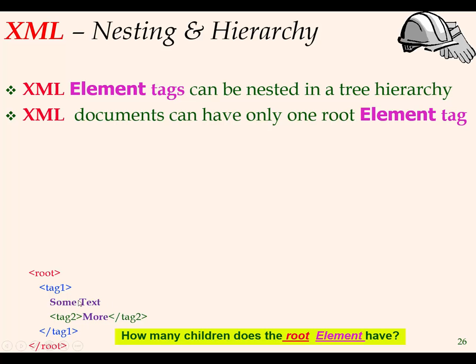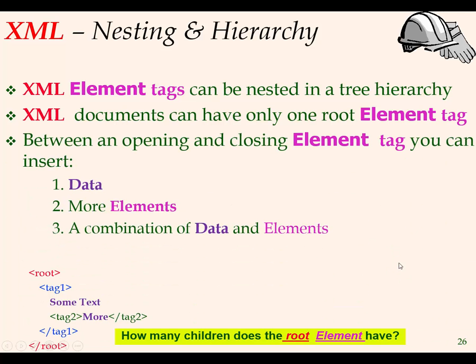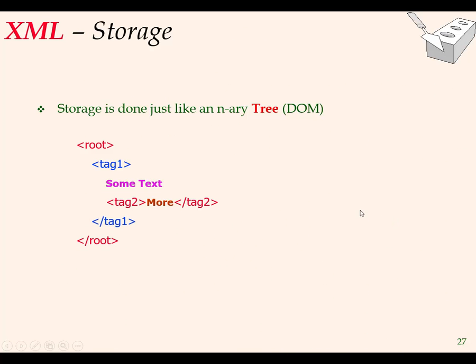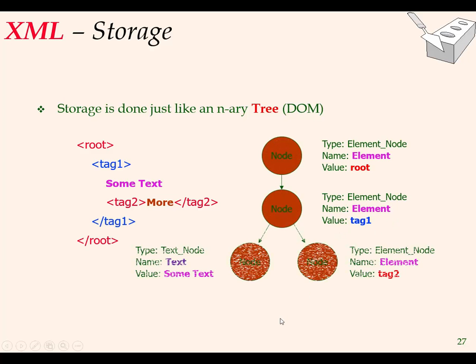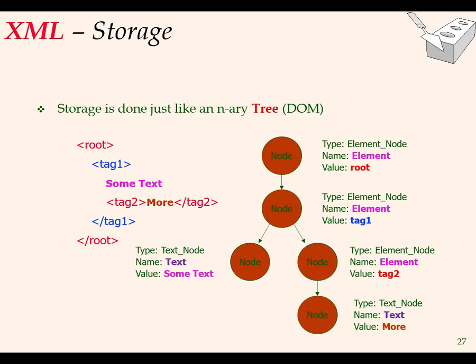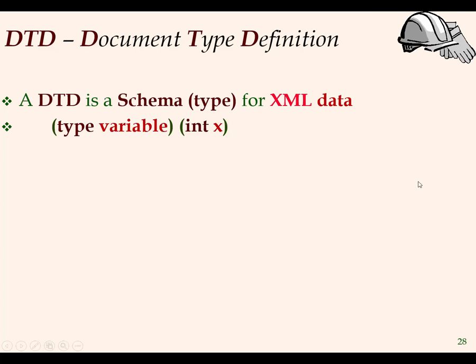And this is made of some text and another element. So you actually can create a tree out of these examples. So you can actually store XML documents. For this example, the root node is the root. Here is tag 1 that has some text, and the element, this one has the more. So that's what a DOM looks like for that XML document.